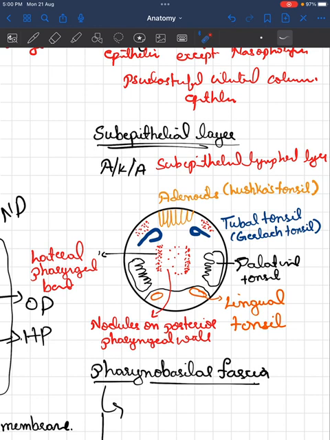Waldeyer's ring consists of the adenoid, also known as Luschka's tonsil, which belongs to the nasopharynx. The next structures are the tubal tonsil, also known as Gerlach's tonsil, the palatine tonsils, and the lingual tonsil. All of these form a ring, which is named Waldeyer's ring. The nodules we can see on the posterior pharyngeal wall are also lymphoid tissues.